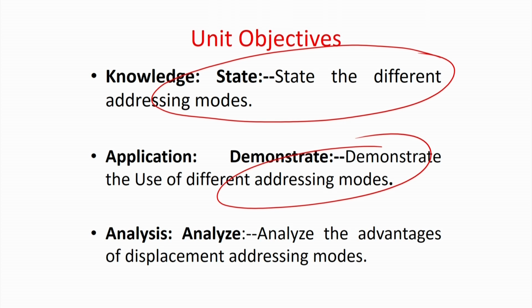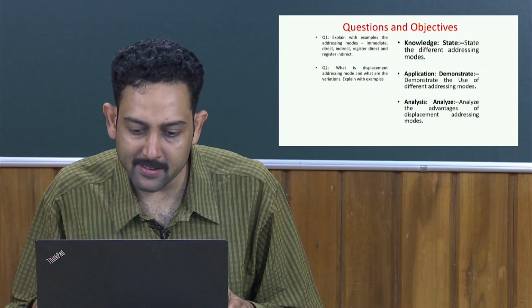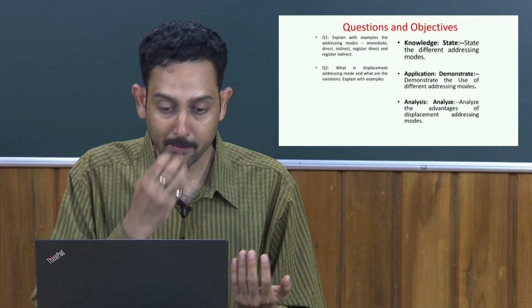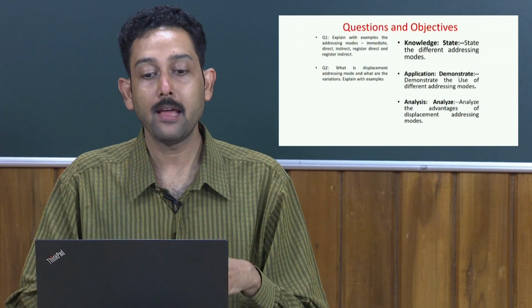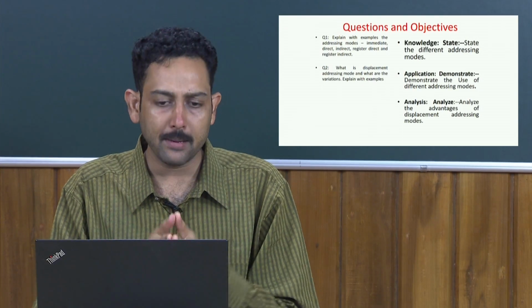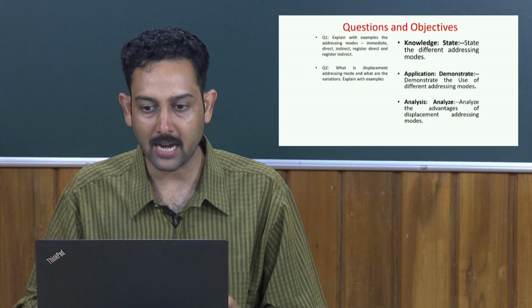The second question was, if you have referred to it, what are the displacement modes, what they are, where they are useful, with different types of examples. So, it will satisfy the objective of analyzing the advantages of different addressing modes. Just now we have listened to different types of addressing modes like immediate addressing, then indirect, then register, and so many variations we have discussed. And now let us look at some simple questions and see how they satisfy the objectives we targeted before starting this unit.